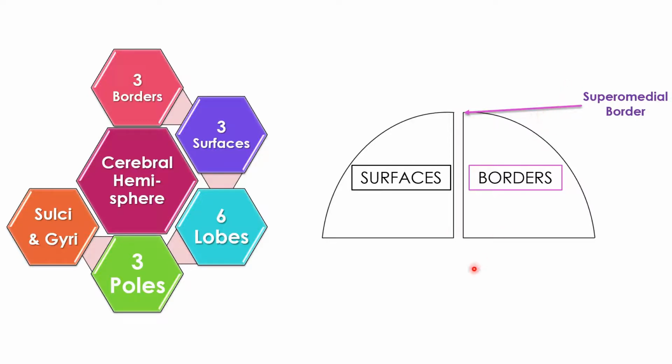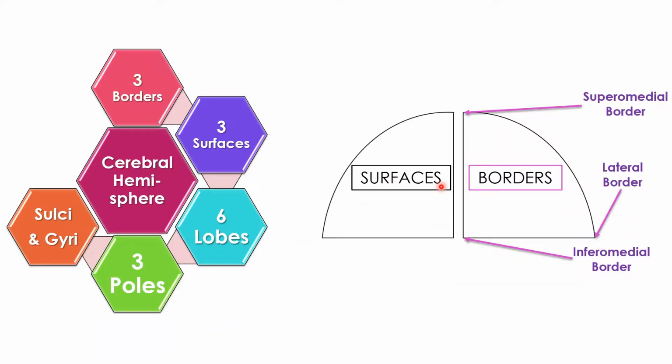Towards the base, there will be another border. It is inferior and near the midline, so it will be the inferomedial border. Okay. And only one border is left, which is here, which is called the lateral border or inferolateral border. Okay.